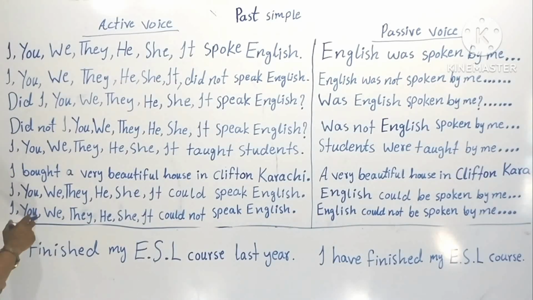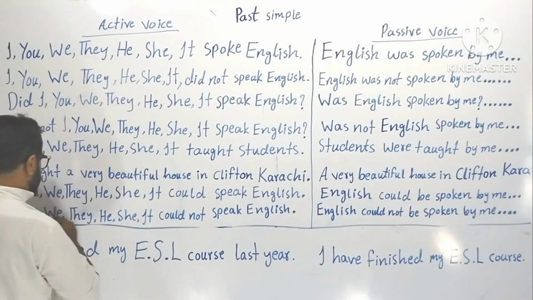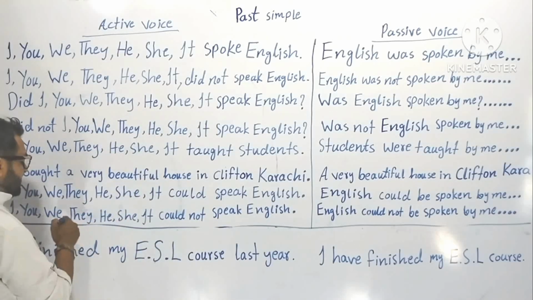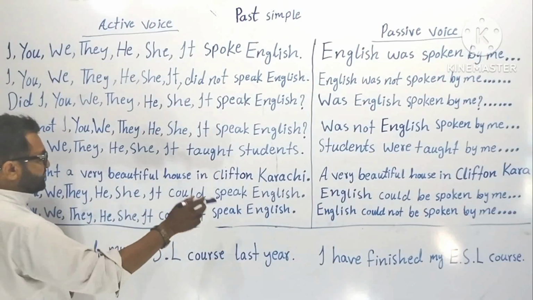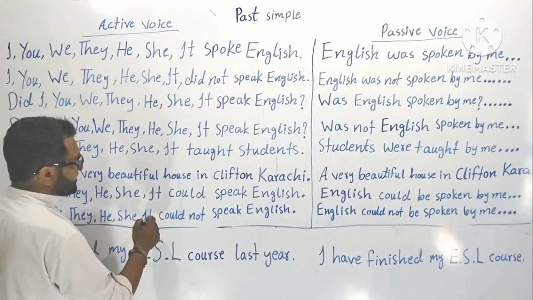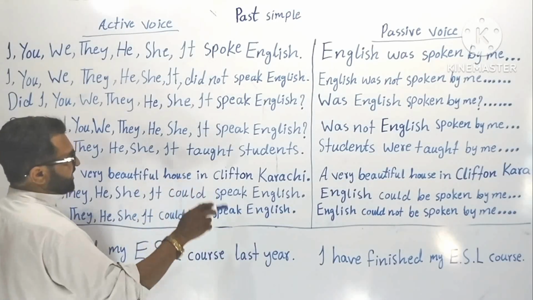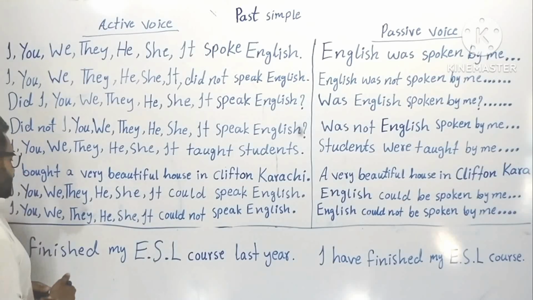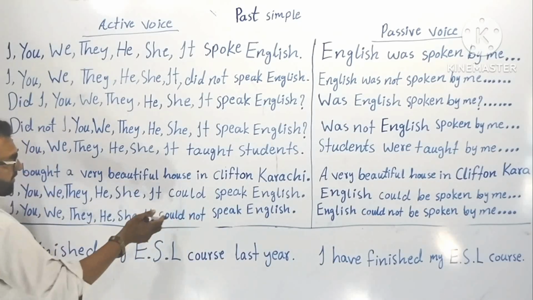Now let's take a negative sentence. I could not speak English, you could not speak English, we could not speak English, they could not speak English, he could not speak English, she could not speak English, it could not speak English, Ali could not speak English. Okay, enough?